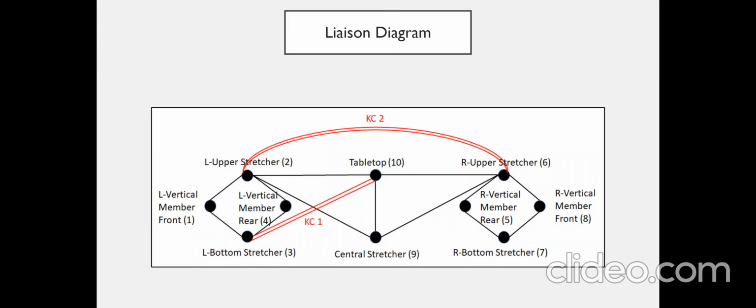So our liaison diagram for this, as you can see, shows all of our connections between our parts. And most importantly, our KC1 is between that bottom stretcher 3 and the tabletop. And then our KC2 is between the upper stretchers on the inside.